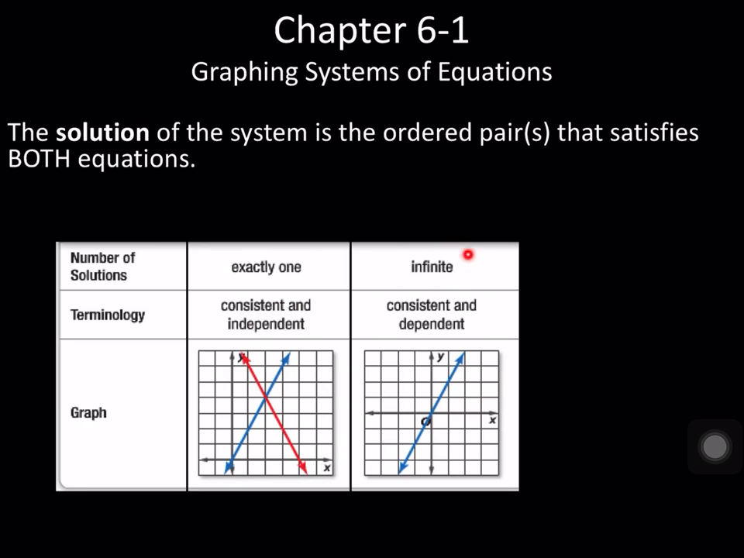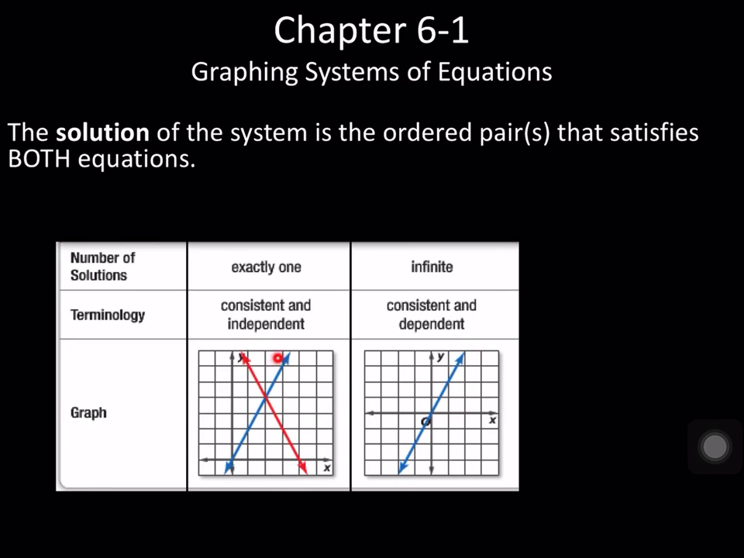Right, so an infinite number of solutions. Now, do you see the second line here? You don't, because it's one line on top of another line. So sometimes we'll see a system that is a line on top of another line. That system would have an infinite number of solutions because every point on one line is on the other line as well. It still has an answer, so it's still considered a consistent system. This time though, it's going to be consistent and dependent because one line depends on the other one, so it's a dependent system.